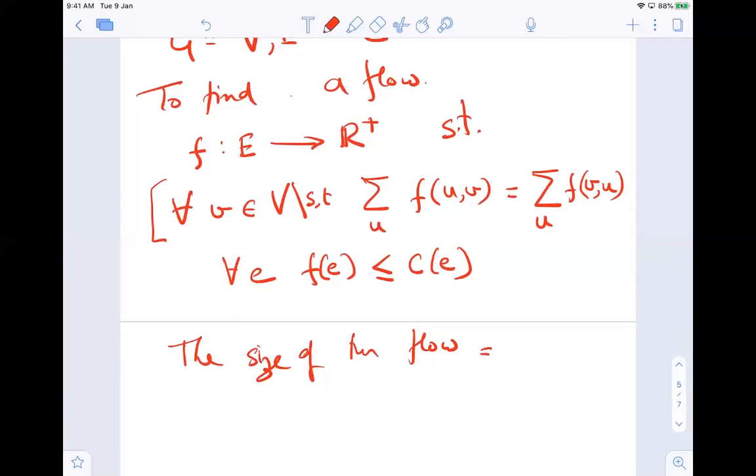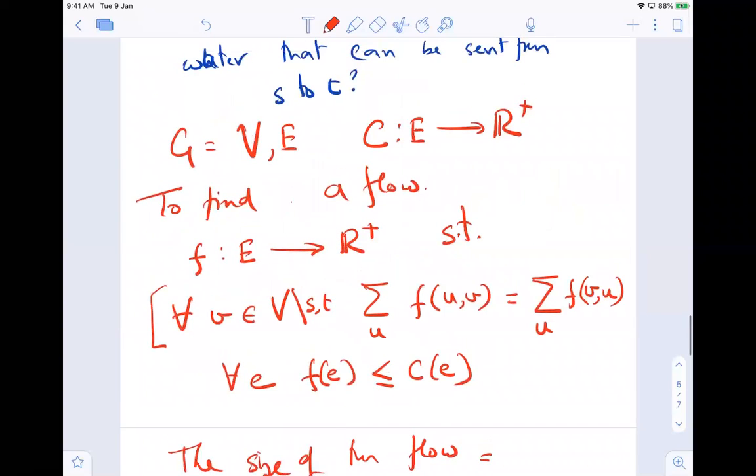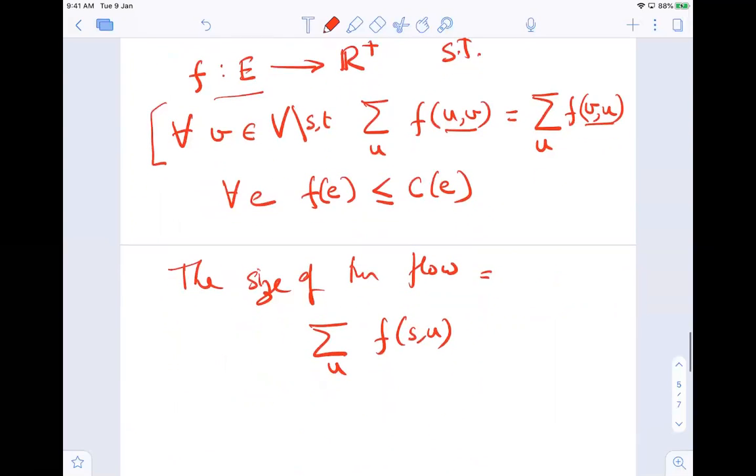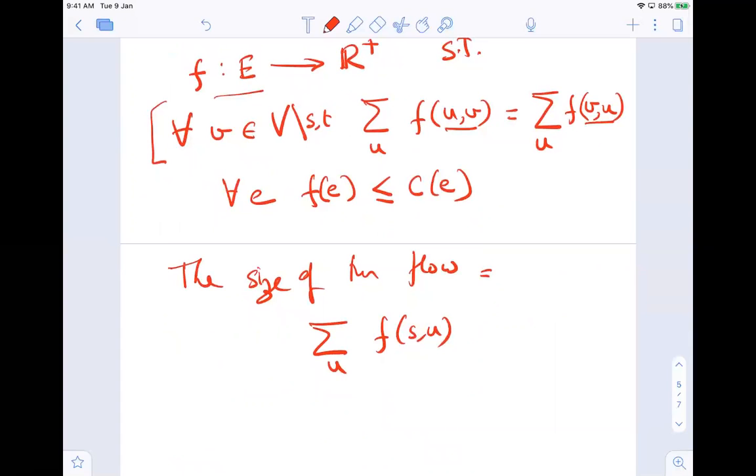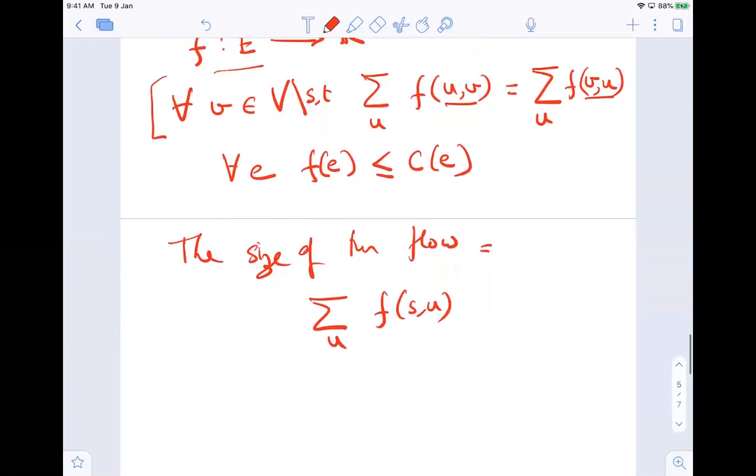is the total amount of water being pushed in from S. So it's the summation of f of S comma U over U. I am saying S comma U and so on, but these are all edges, not paths. I really mean edges, because flow is defined on edges. And if there is no edge, then the flow is 0. The size of the flow is this.